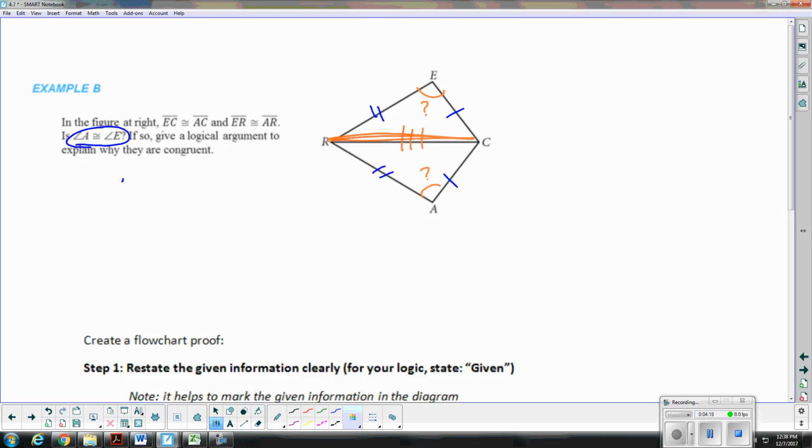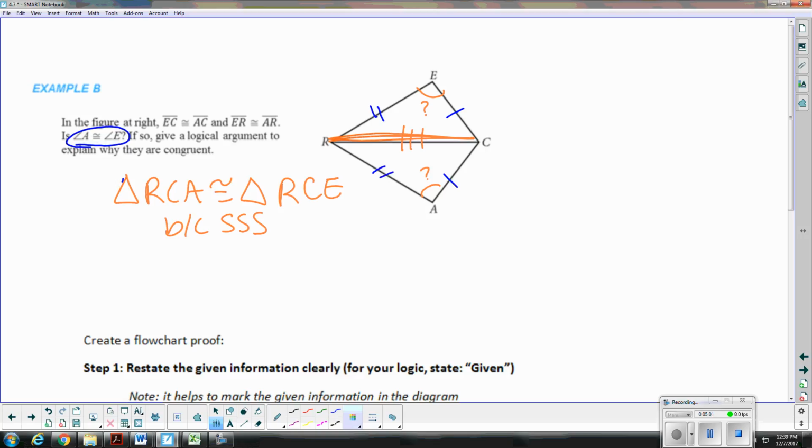Okay, so we can conclude just by looking at the diagram, since that is the same segment, that RC is congruent to RC in both triangles. So now look at your triangles. Can we use any triangle congruence shortcuts? Well, we have a side congruent to a side, and a side congruent to a side, and a shared side in both triangles. So we can say that triangle RCA is congruent to triangle RCE because of side, side, side.